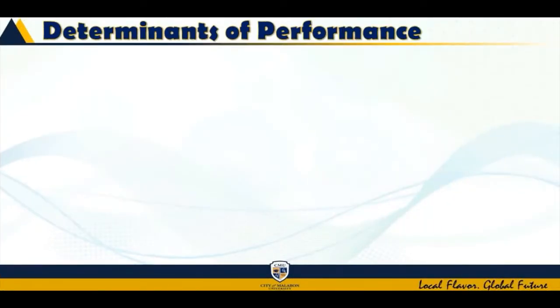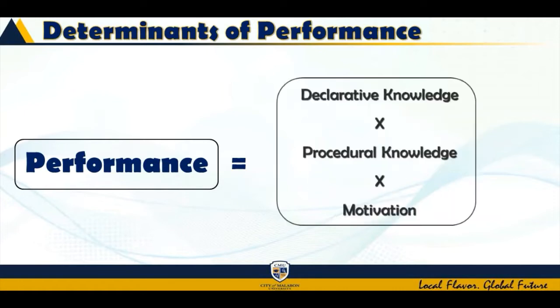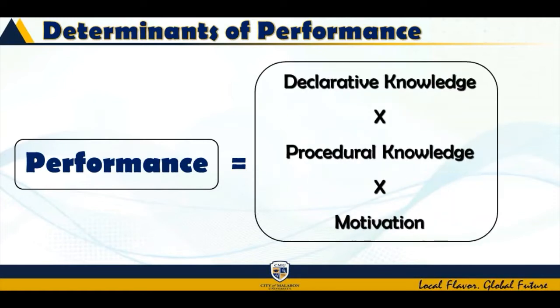Next is about how we can determine performance. We have here a simple equation, which is performance is equal to declarative knowledge multiplied by procedural knowledge, also multiplied by motivation, and that is again performance. Now let's talk about it one by one.